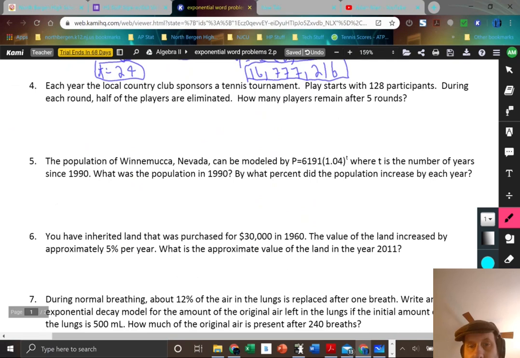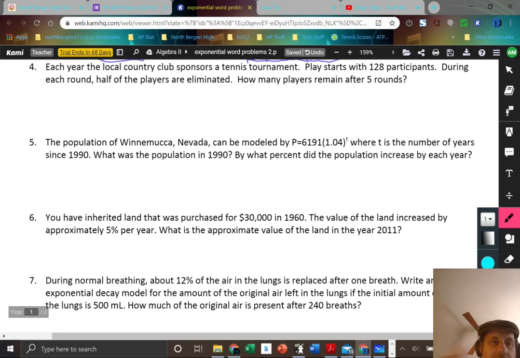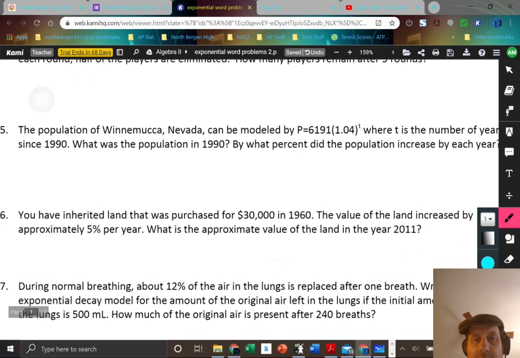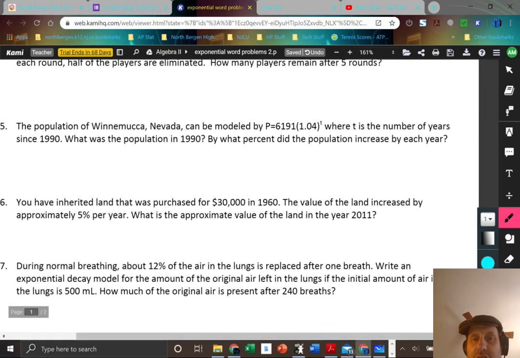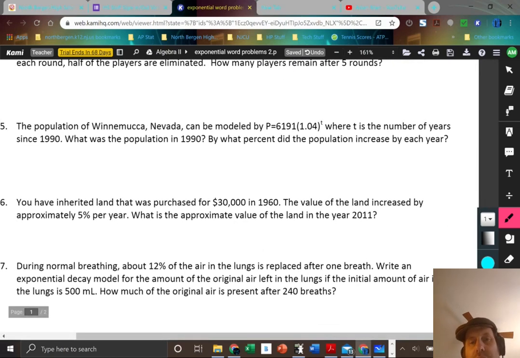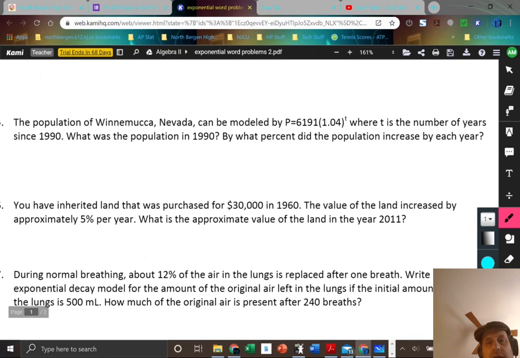Let's look at 5. That's a little bit different. The population in Winnemucca, Nevada can be modeled by P equals 6191 times 1 plus 0.04 T, where T is the number of years since 1990. What was the population in 1990? By what percent did the population increase by year? All right, so this is a little bit more conceptual, isn't it?